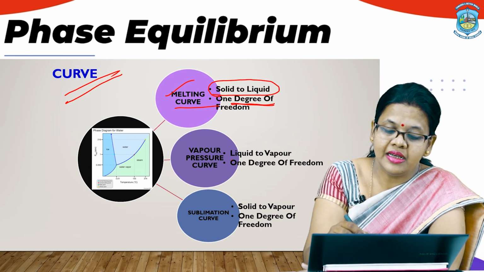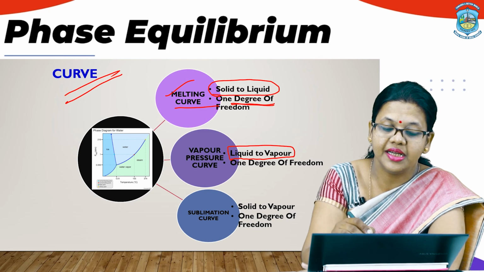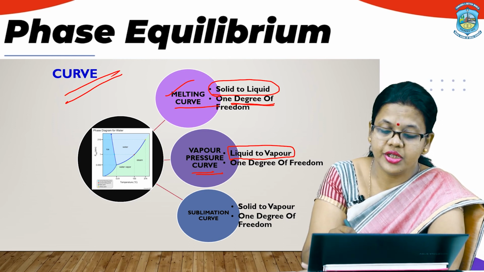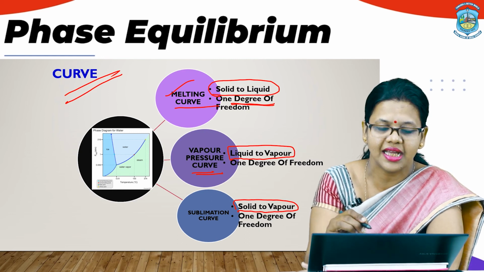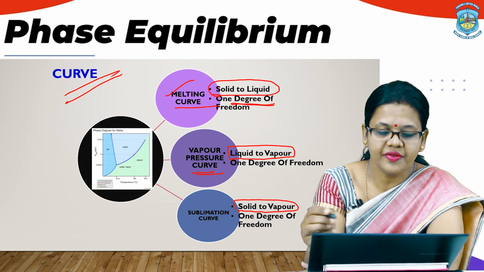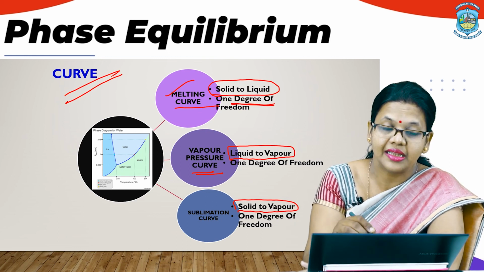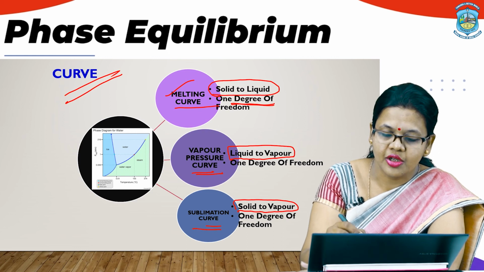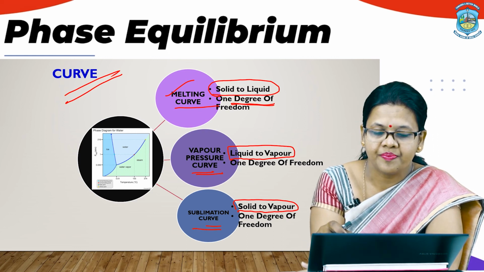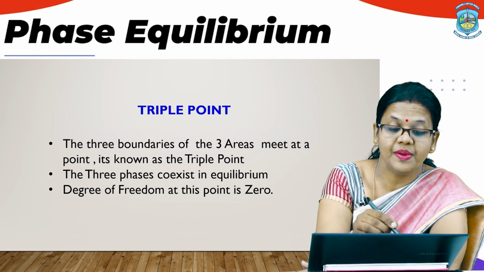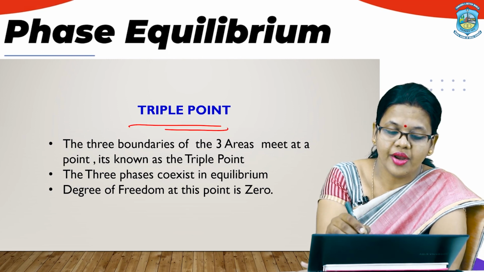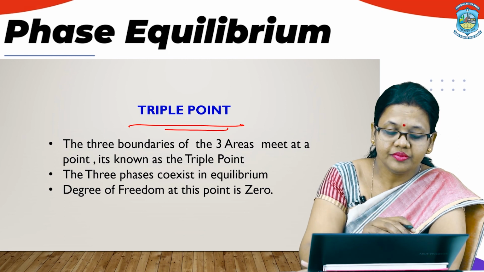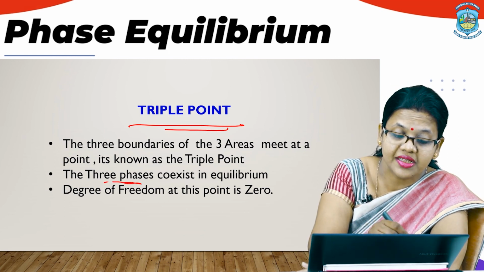The second is where liquid and gas or vapor are in equilibrium. It is known as the vapor pressure curve. And the third is where solid is in equilibrium with vapor. The process is known as sublimation. So, these curve names are given on the basis of the process occurring: the melting point curve for melting, the vapor pressure curve for vaporization, and the sublimation curve for sublimation. So there are three areas and three curves. Then comes the specific point, the triple point that we were discussing, the non-variant or invariant point. In the water system, this is the place where all three phases coexist.